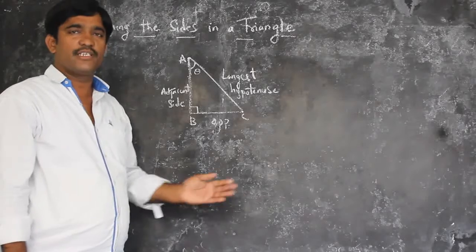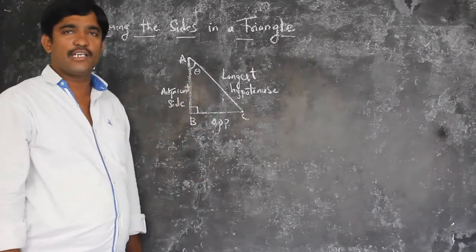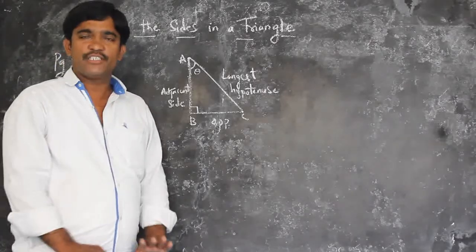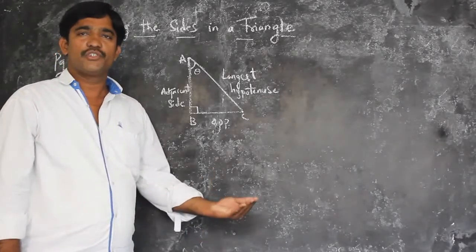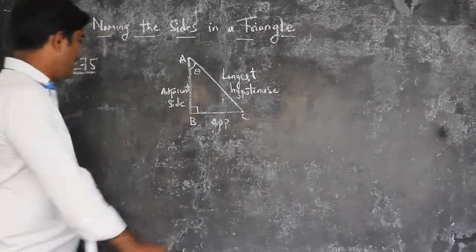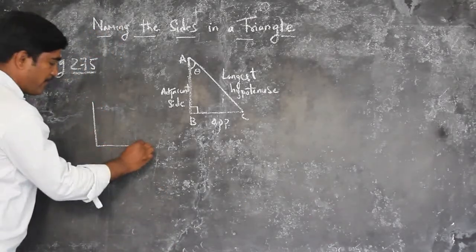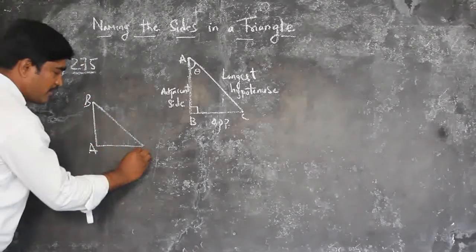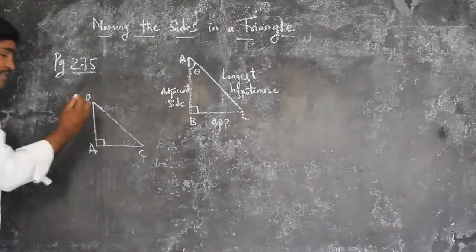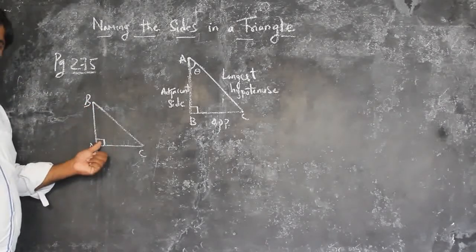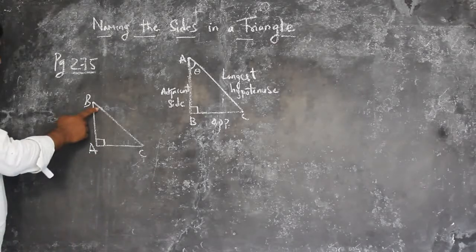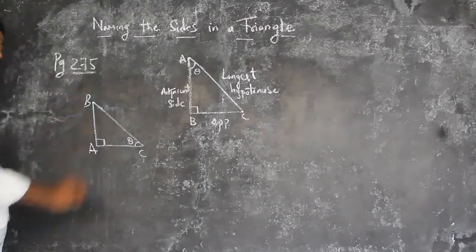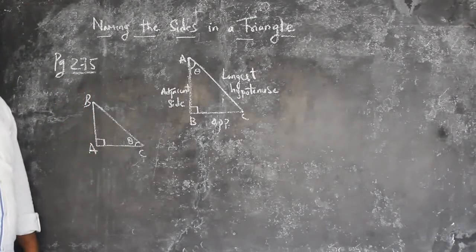This is how we name the sides of a triangle. Is there any change if we change the angle to another vertex? There will be no change except that the position of the sides will change. Let me take another similar triangle, BAC. This is a right angle triangle, and here it is exactly 90 degrees. Previously I had taken the angle here. Now if I take the angle here, what happens to the names of the sides?